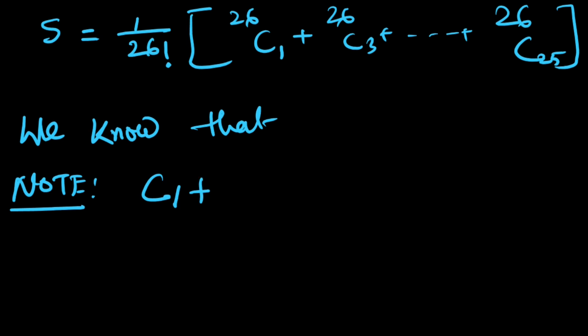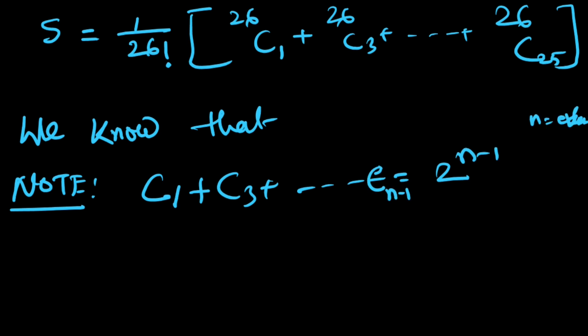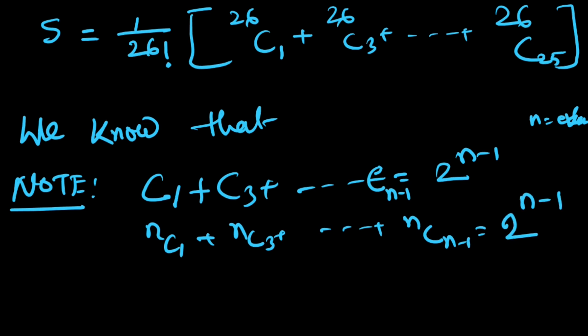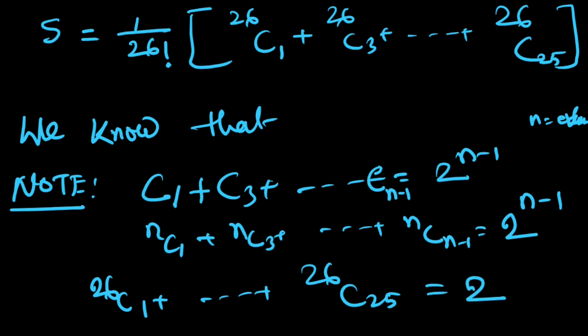Suppose C1 plus C3 up to the odd terms is equal to 2 to the power n minus 1. Here also it is the same: nC1 plus nC3 up to nC(n minus 1), and that value is actually 2 to the power n minus 1. Now we use this value here: 26C1 plus up to 26C25 is equal to 2 to the power n minus 1, with n is 26, so 26 minus 1 is 25, giving 2 to the power 25.